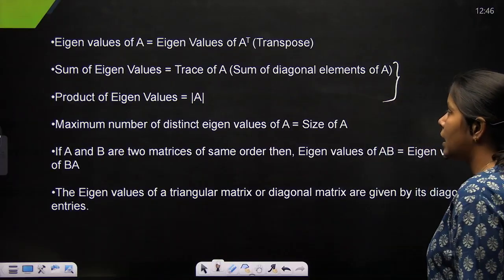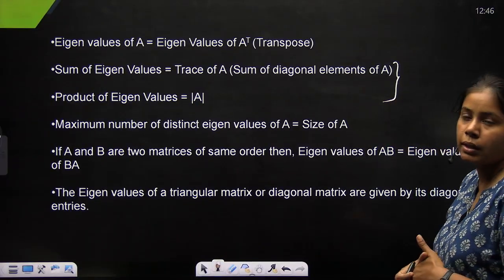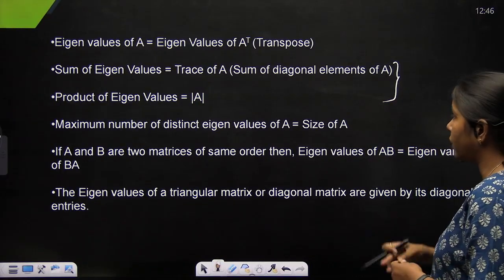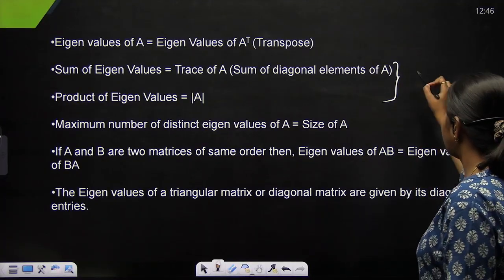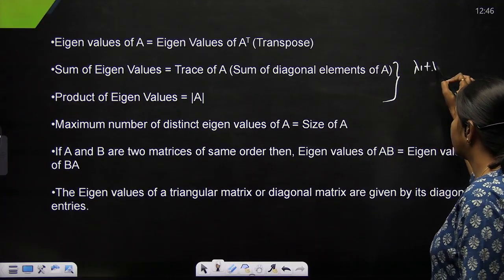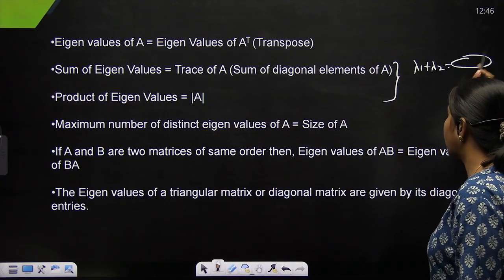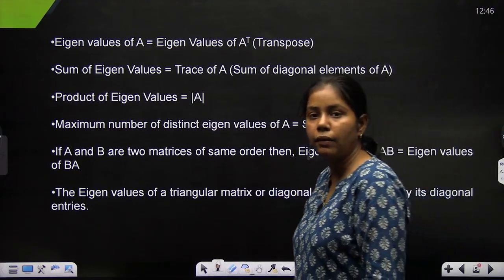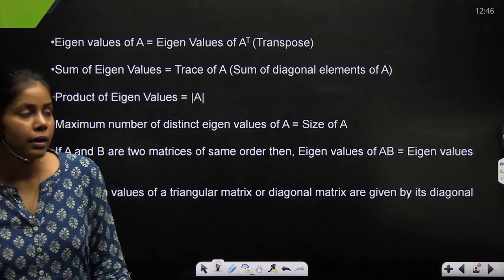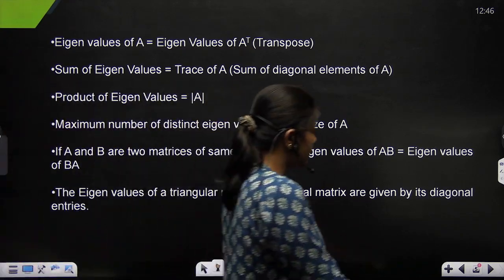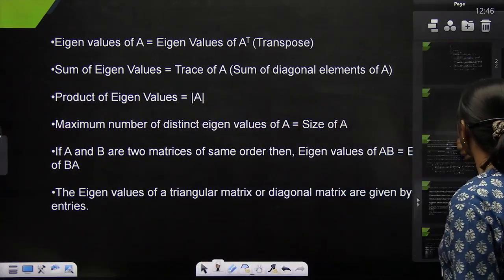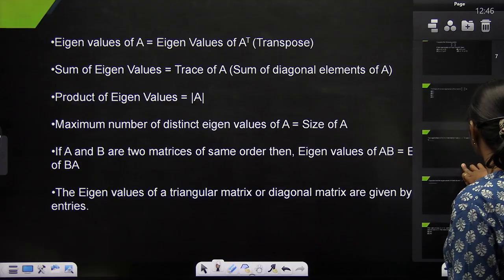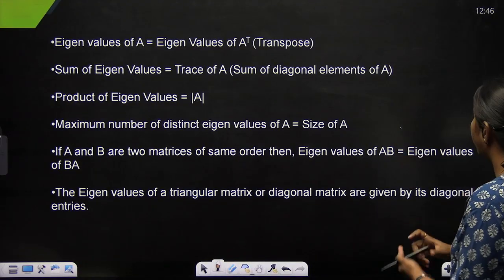It says that the sum of eigenvalues is equal to the trace of A. That means the sum of eigenvalues is equal to the sum of diagonal elements, because trace is the diagonal element sum. The product of eigenvalues is equal to the determinant of A. And simply you can find the eigenvalues of a 2 cross 2 matrix using this. Let's take one matrix: 4, 5, 2, 1.